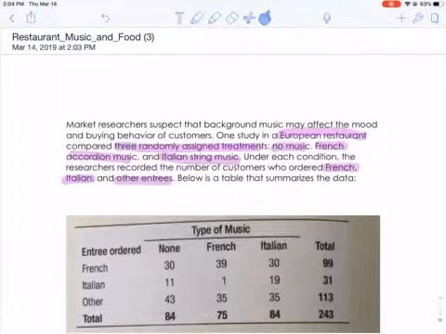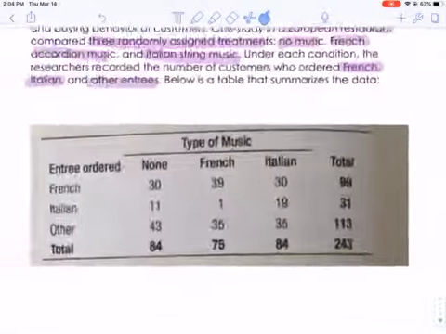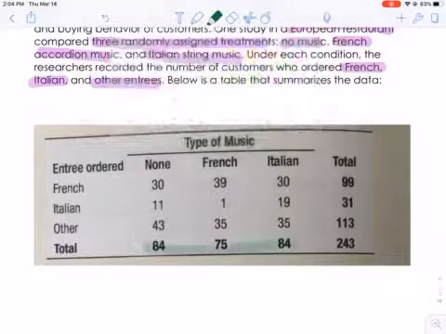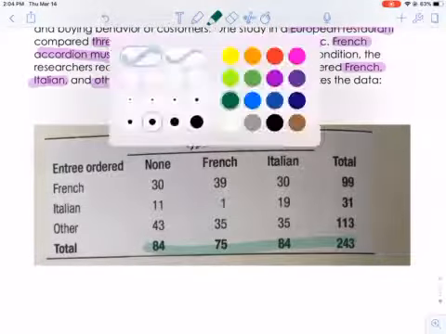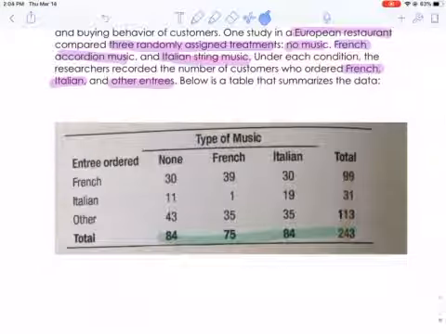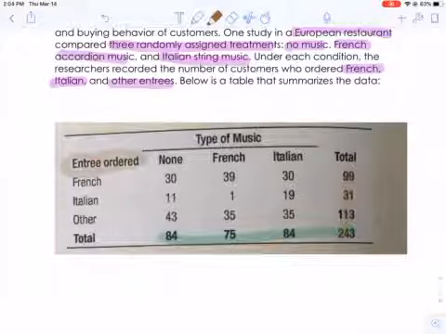And then we get a table here that summarizes our data. You notice we have our marginal distributions here as well, so our totals for each category. Now we're dealing with a two-way table here because we're dealing with 2 variables. The variables we're dealing with are entrees as well as music.